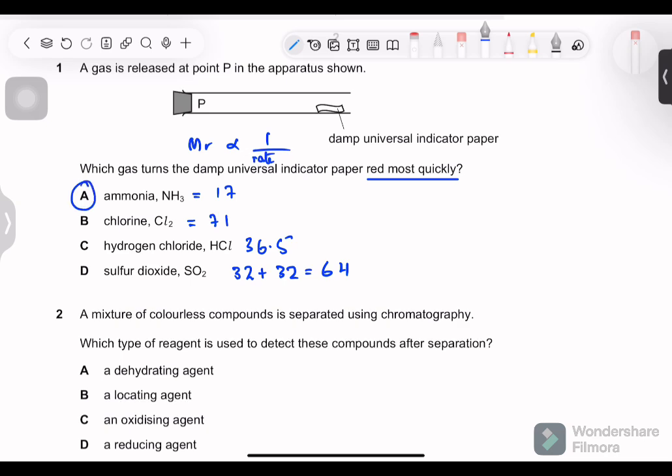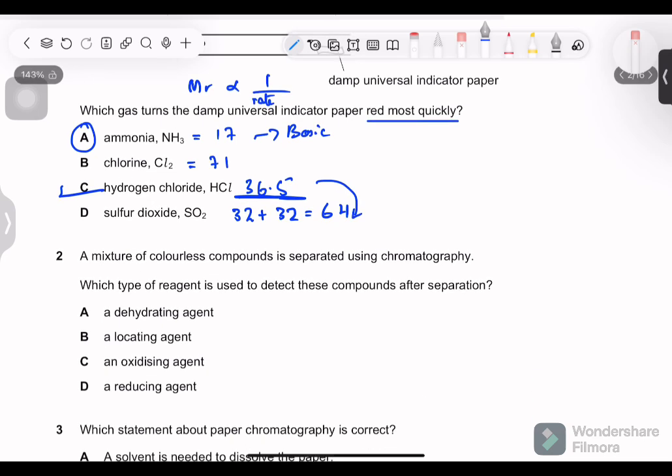But the thing is, ammonia is a basic gas. It does not turn the universal indicator paper red because it is a basic gas. So we want a gas which is acidic. Hydrogen chloride is the acidic gas and it will travel faster than the others also.